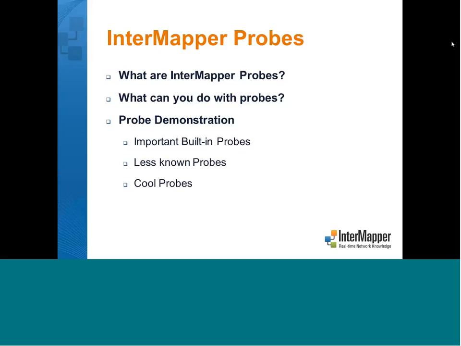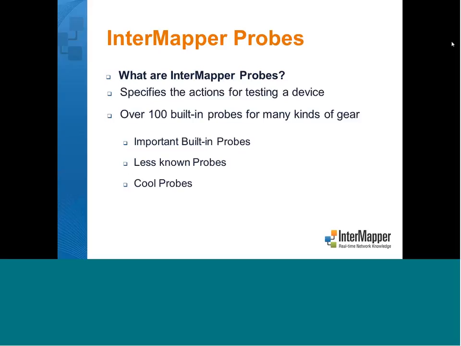When I get to the demonstration, I've divided them into three groups. The important probes are the ones you're going to use all the time when you're setting up your maps to watch the network. I have a sense that we have a number of less well-known probes, and I wanted to call those out because they're really useful and something you can get good advantage of. And then there's a bunch of cool probes. Our customers have made a lot of probes for InterMapper, and I want to show some of those off. But what's a probe?